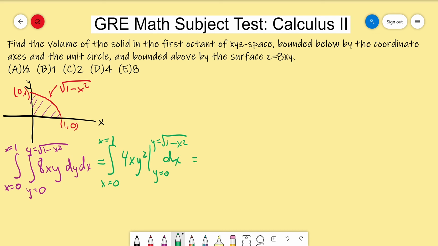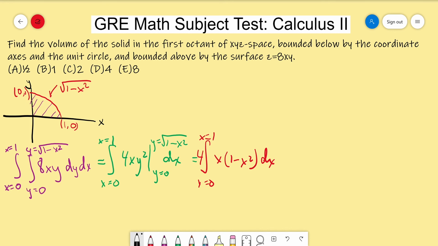Well, let's see. I'm going to leave this the same. What is 4xy squared? Well, y evaluated at y equals square root of 1 minus x squared, I'm going to pull out the 4 in front. So we get xy squared. So we'll get x times 1 minus x squared, minus 0 squared is 0, so that's just going to be 0. All this is with respect to x.